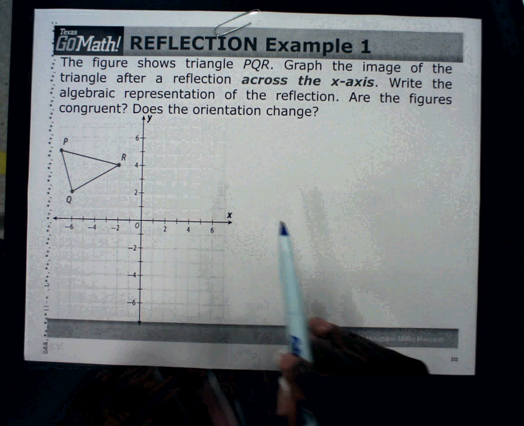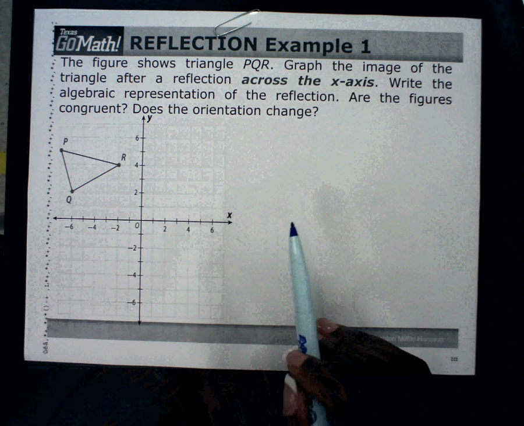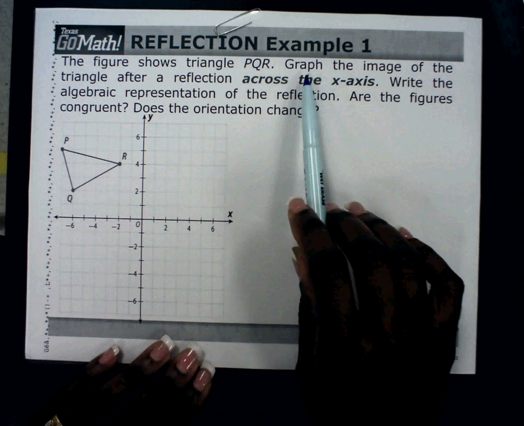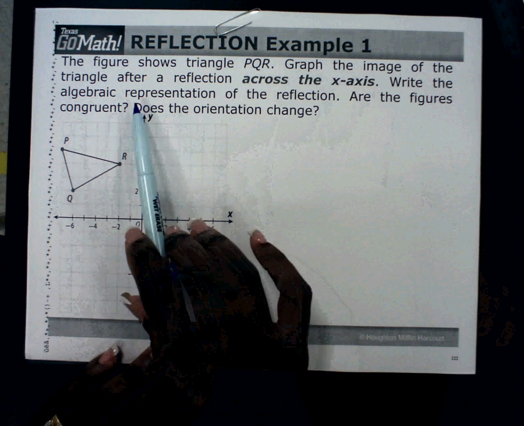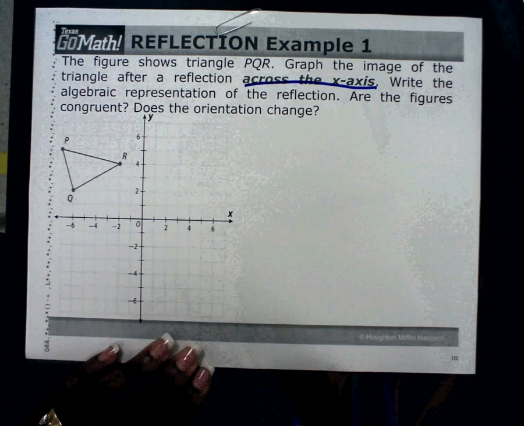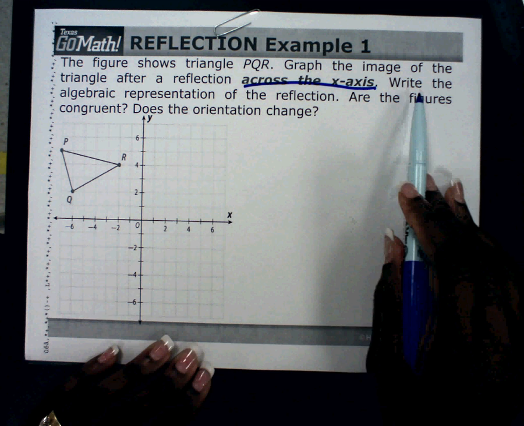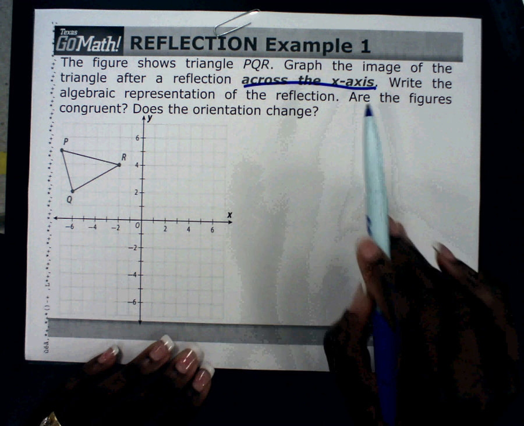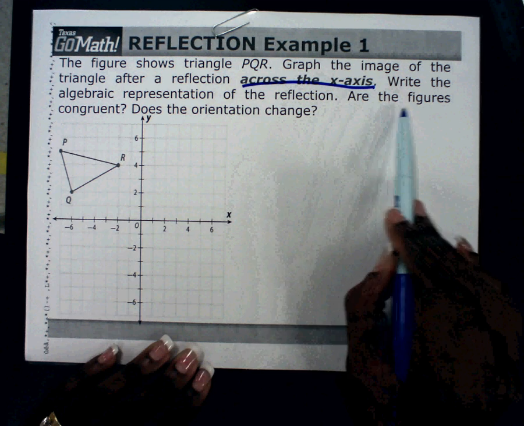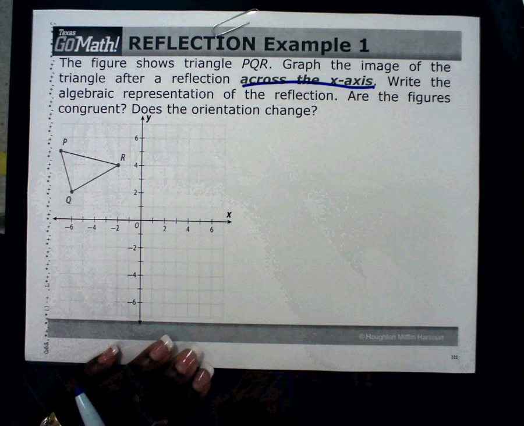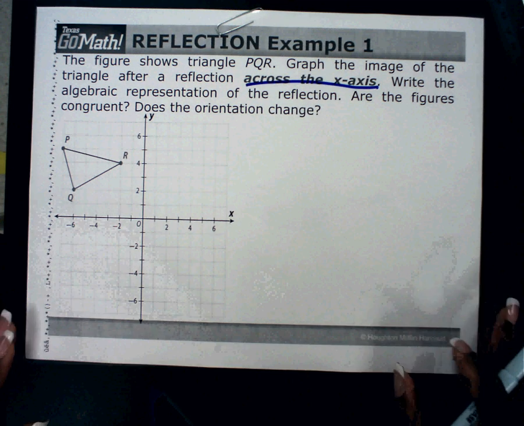Okay, so let's look at our reflection example. It says the figure shows triangle PQR. Graph the image of the triangle after a reflection across the x-axis, and then it says write the algebraic representation of the reflection, and it also wants to know two things. Are the figures congruent, and does the orientation change? So let's look at this example.